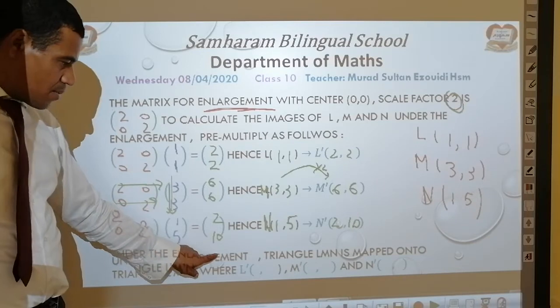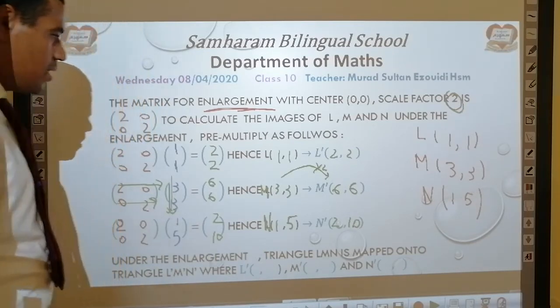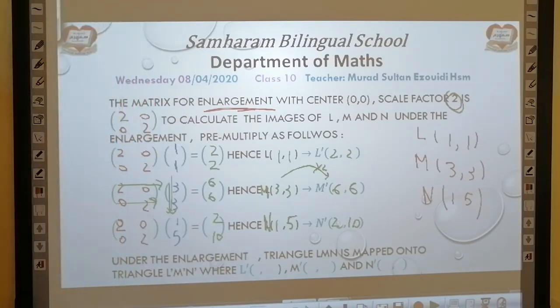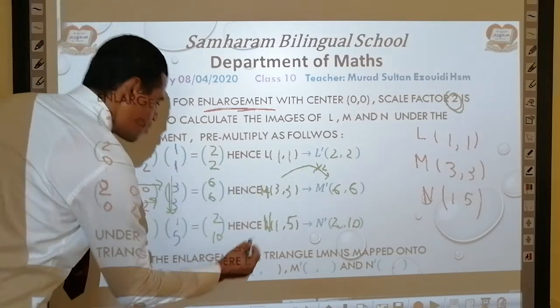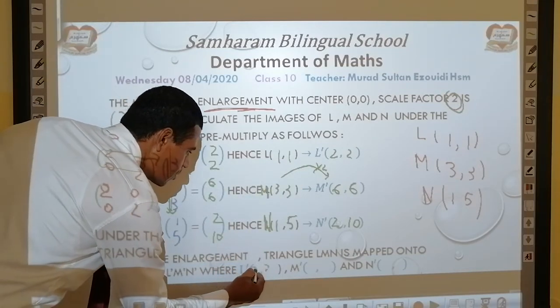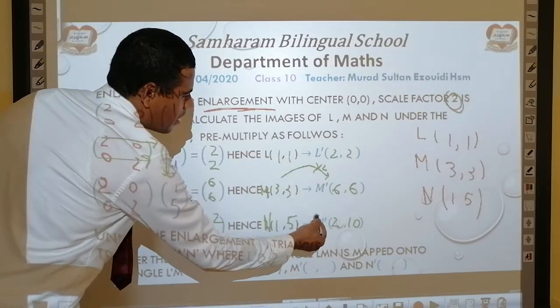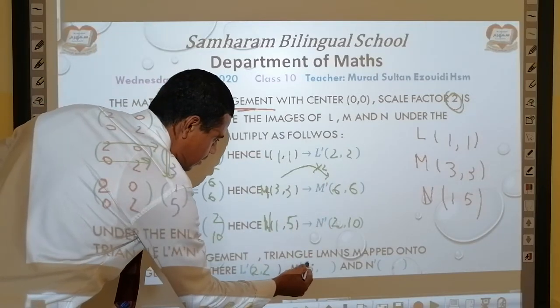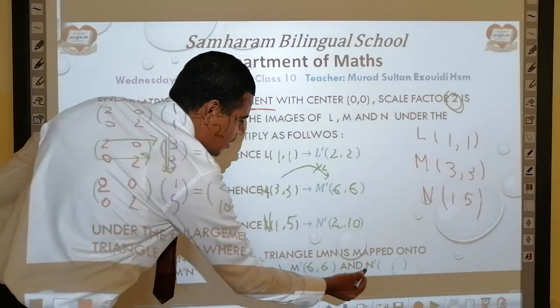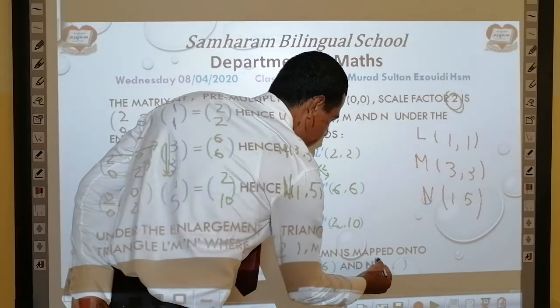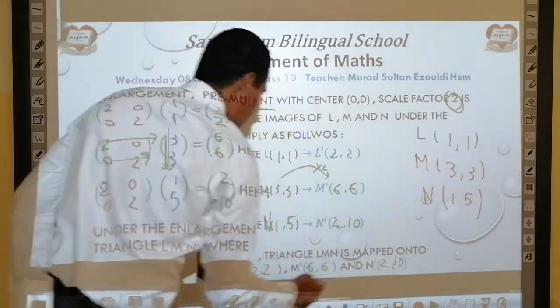Now in the enlargement, triangle LMN is mapped into triangle L prime M prime N prime, where L prime is 2, 2, M prime is 6, 6, and N prime is 2, 10. Okay?